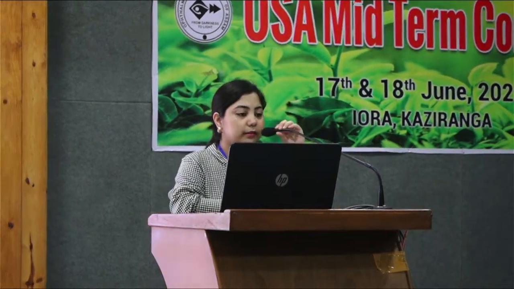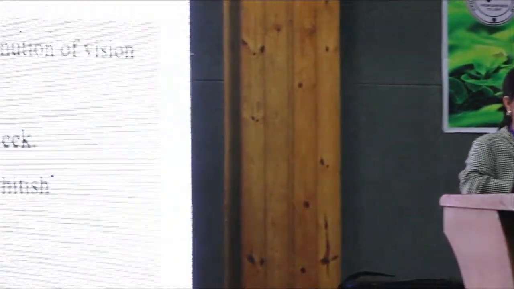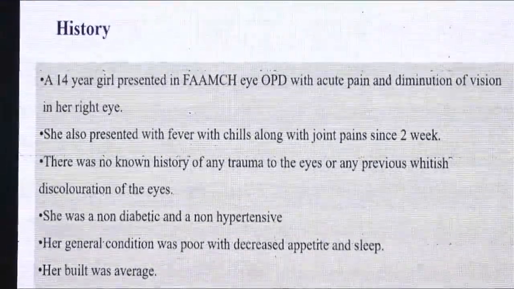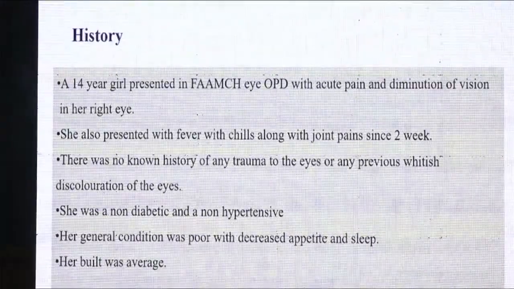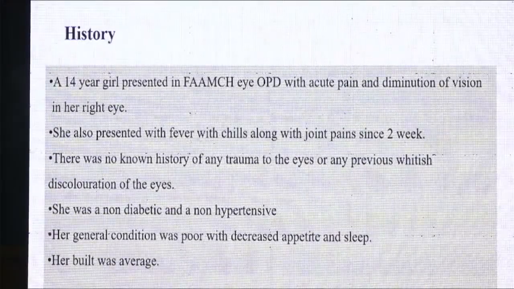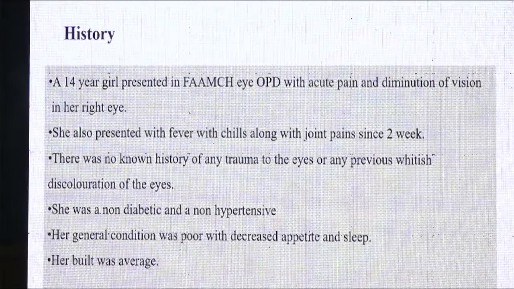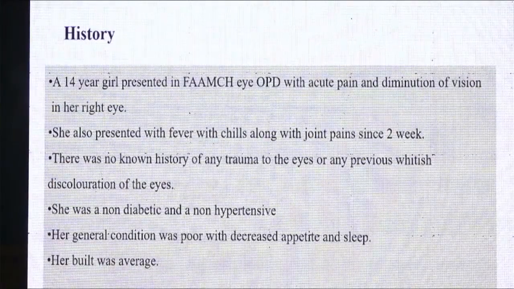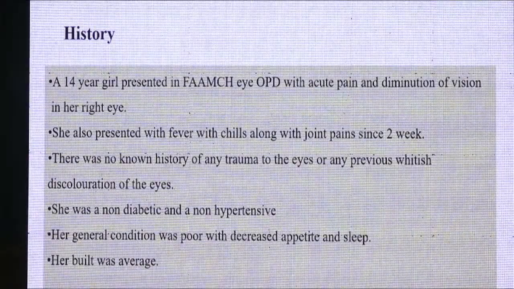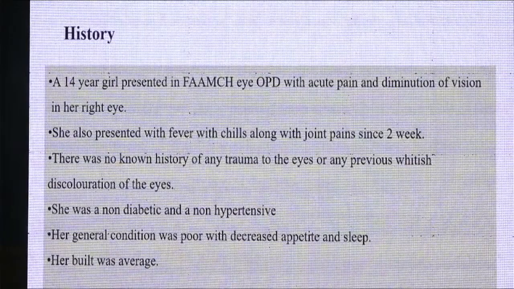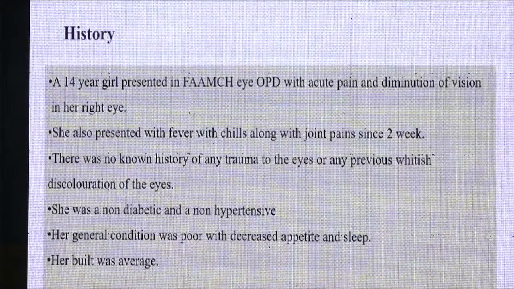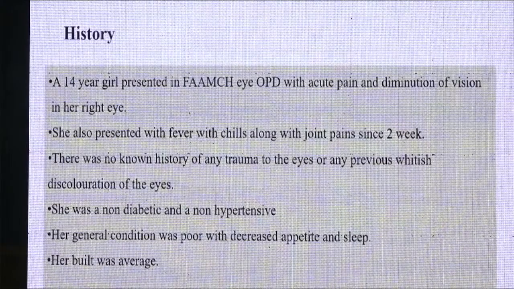My case was a 14-year-old girl who presented in our OPD with acute pain and diminution of vision of her right eye. She also presented with high-grade fever with chills and joint pain since 2 weeks. Her diminution of vision and acute eye pain was around 1 week to 10 days. We repeatedly asked her if there was any trauma, any ulcer, whitish discoloration of her eye, or if she got any foreign body into her eye, but she gave no such history. She was also a normal girl without any diabetes, hypertension, or any previous systemic history.